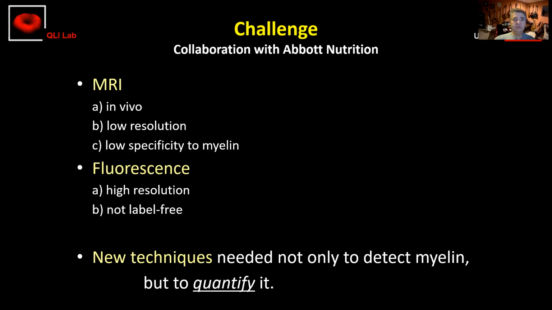But MRI is actually not a direct measurement of myelin. First of all, resolution is of the order of millimeter at best. And you always measure the water content, so you have to do some kind of indirect inference to get to the myelin. And fluorescence is high resolution, but you need to add labels and so on. You cannot do it live.